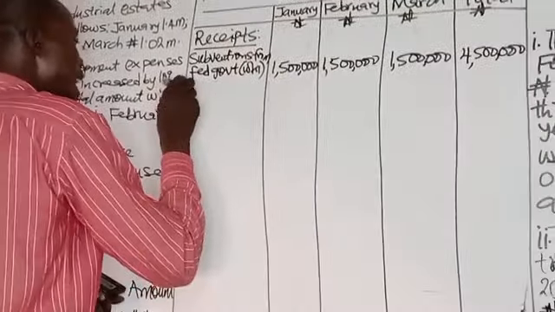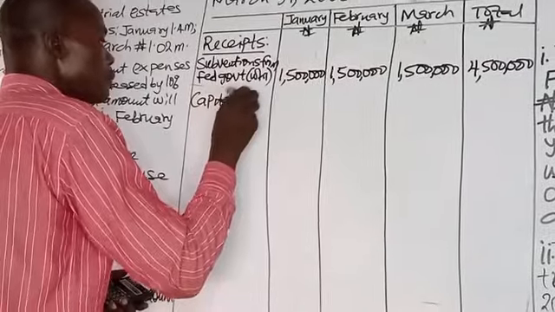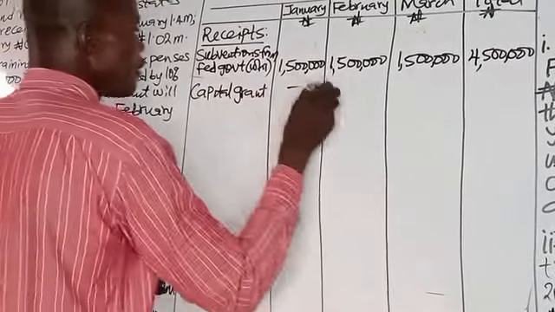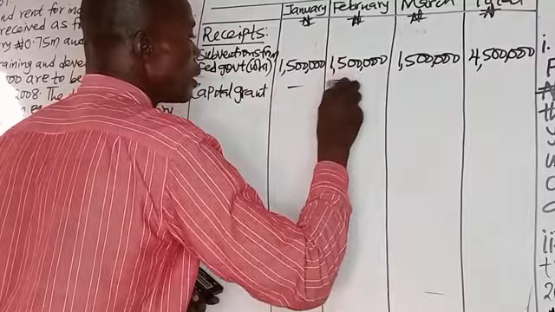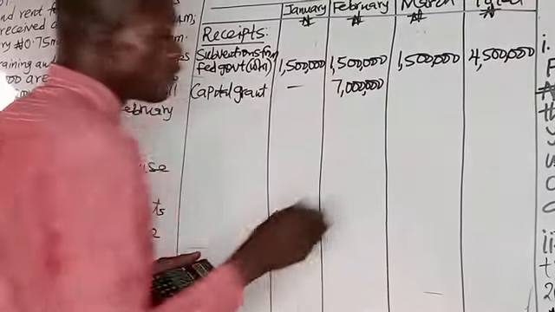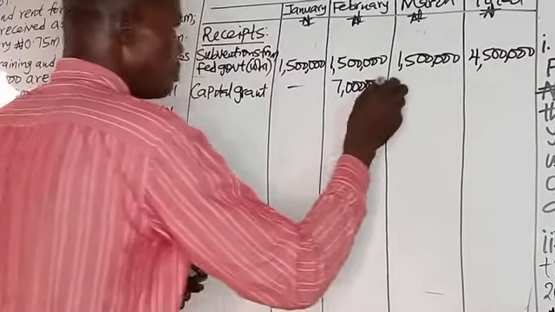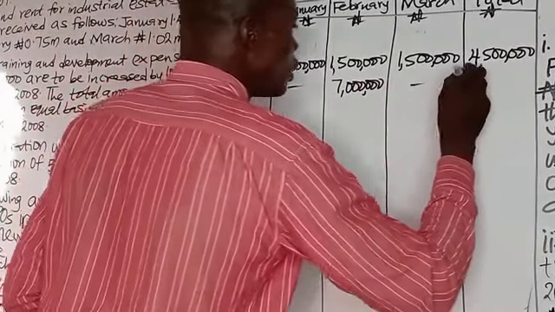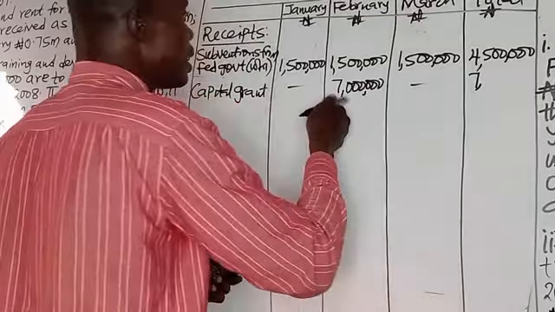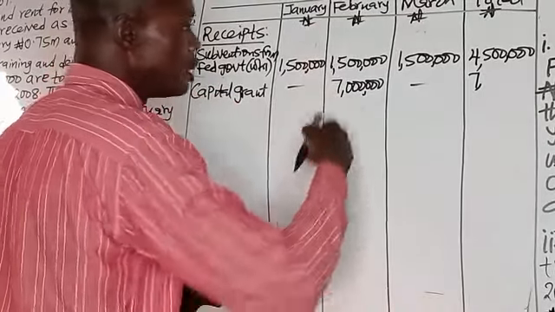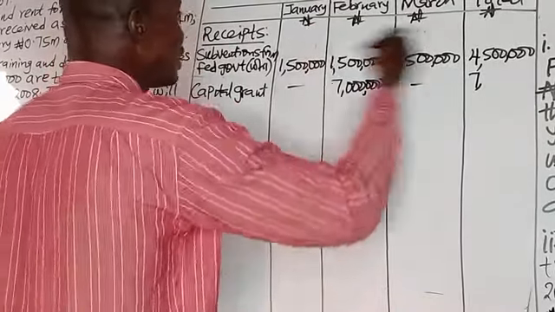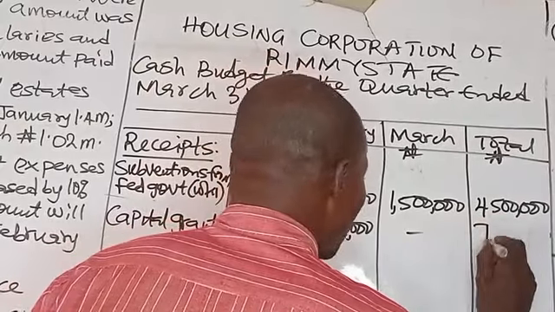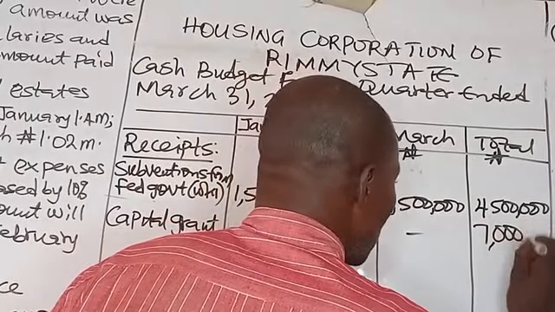So, capital grant. 7 million in the month of February. 7 million in the month of May. May is outside our budget period. So, the only one that falls within the budget period is the one of February. So, May is outside the period. 7 million naira.